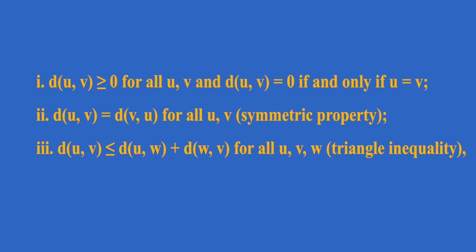And the third one: d(u, v) is less than or equal to d(u, w) plus d(w, v) for all u, v, w. So, this condition is also satisfied by our distance, and this is called the triangle inequality. Hence, the distance that we define on a graph is a metric, and therefore V(G) together with the distance metric forms a metric space.